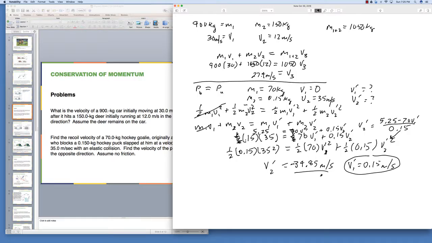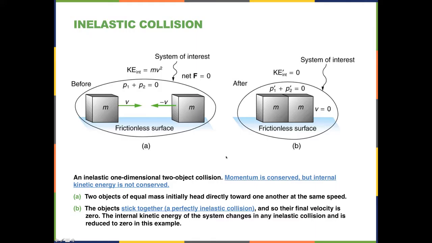Before we move on, well actually we are going to move on. When I return for the next lecture, we will start talking about what's known as an inelastic collision.